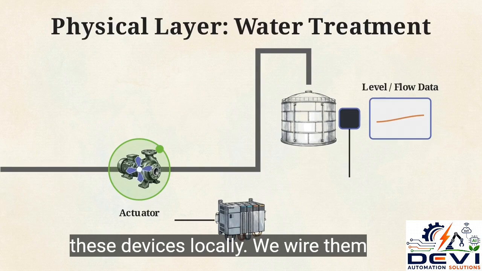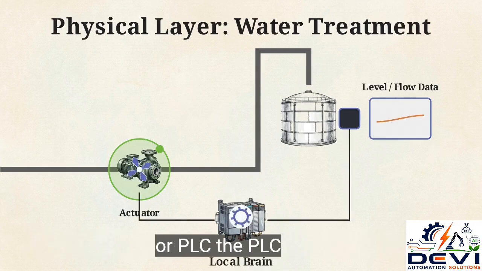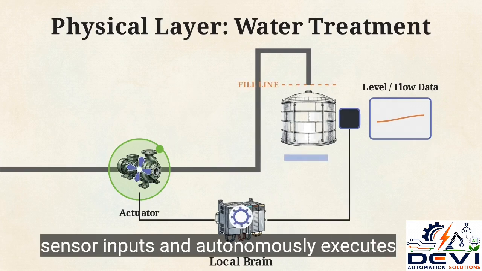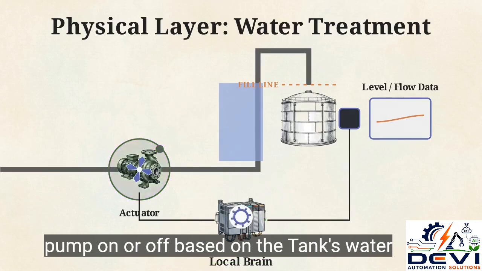To manage these devices locally, we wire them directly into a programmable logic controller, or PLC. The PLC serves as the local brain. It reads the sensor inputs and autonomously executes isolated control loops, deciding to turn the pump on or off based on the tank's water level.